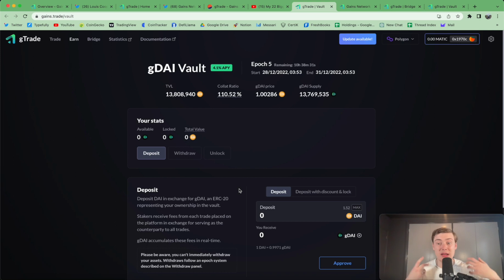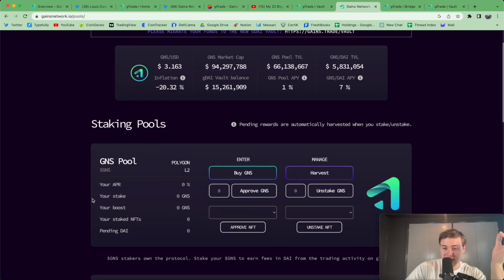I'm just showing you guys the platform and giving you the option to stake if you are bullish on Gains and if you choose to do so. I'm not necessarily saying that you have to. Of course, you can just trade on the platform like everyone else, but if you wanted to take it a step further and you like the platform and you're bullish on the platform, then one way to capture exposure is through the gDAI vault. The other way to capture exposure is, of course, through the GNS pool, which pays out to stakers based on how much fees the platform is earning.